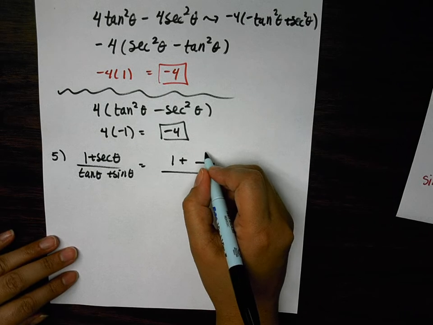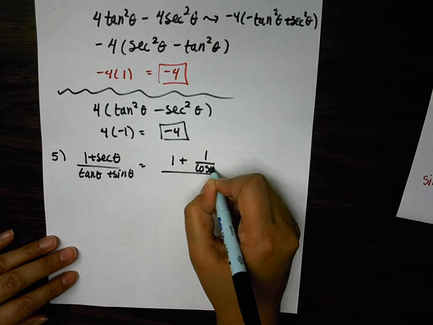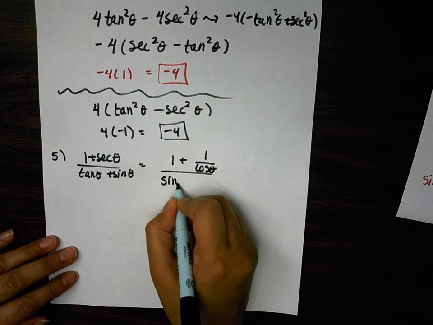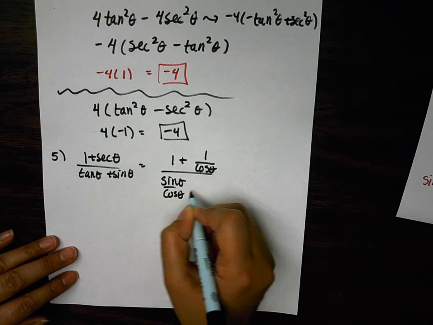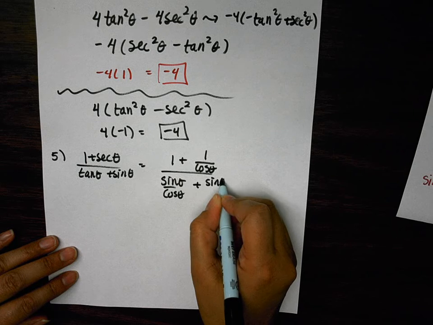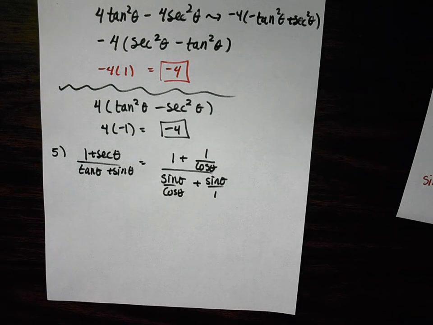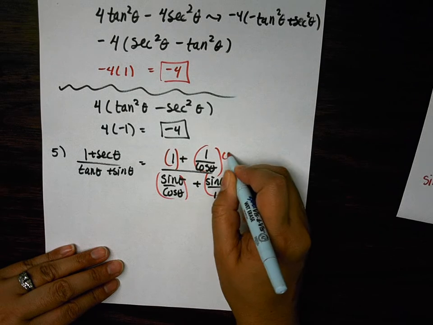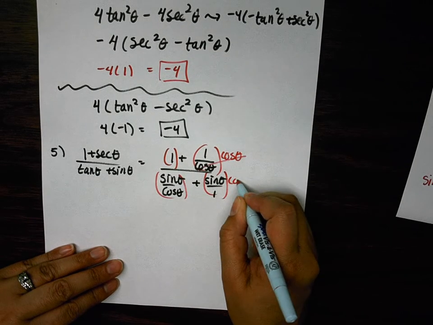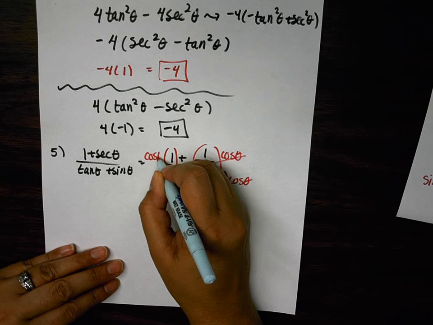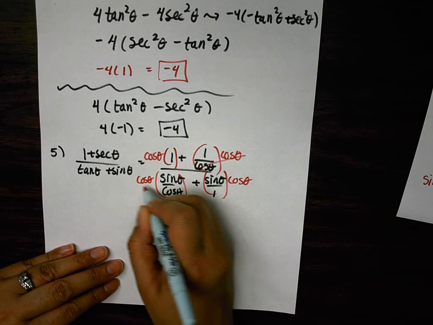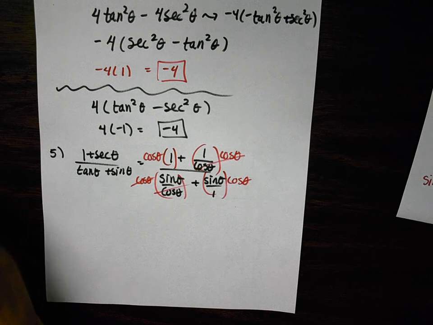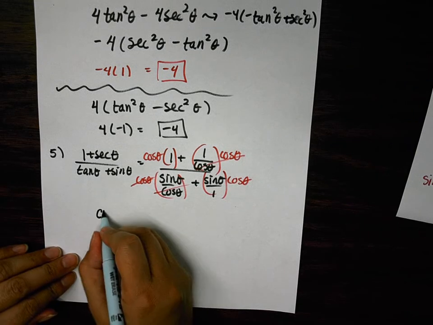Change everything to sine and cosine. So secant, good job. Secant is 1 over cosine. Tangent is sine over cosine, plus sine theta over 1. All right, how do we clear this? Multiply everything by cosine. Okay, what does that leave me with?